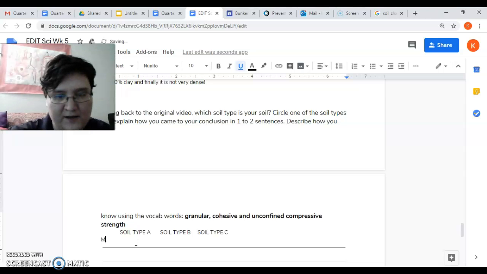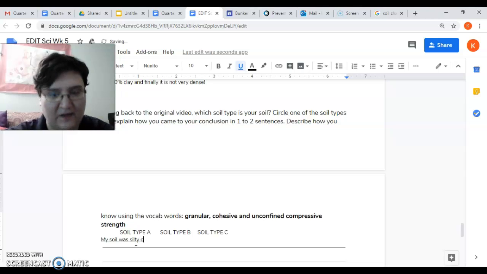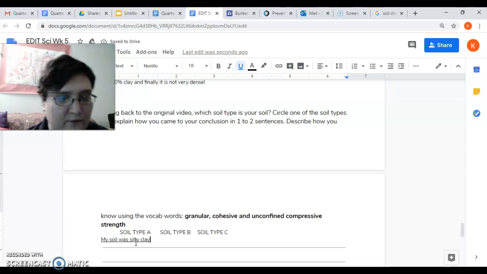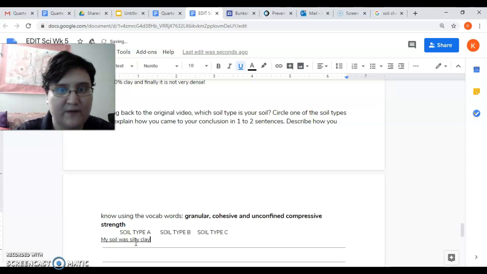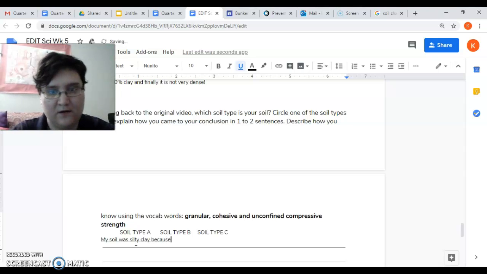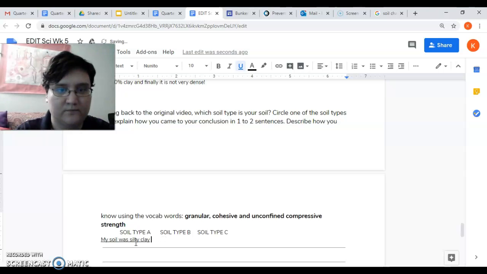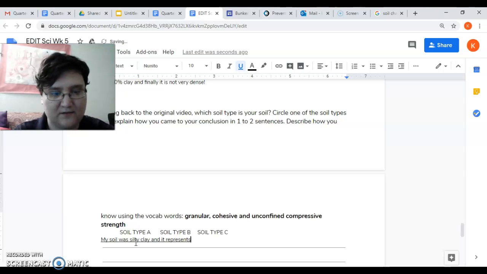So my soil was silty clay, right? Again, I got that using that chart that we were just looking at. My soil was silty clay. And then I want you to start, and we could say, my soil was silty clay, and it represents soil type blank.